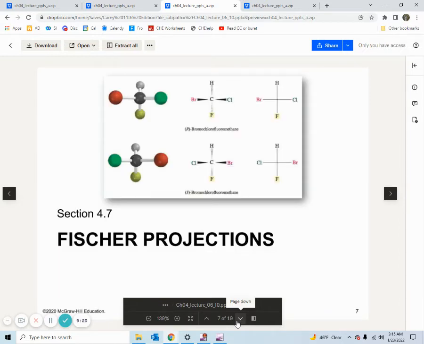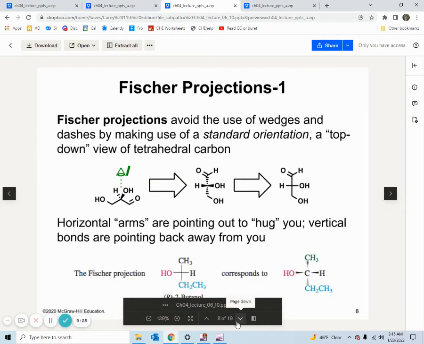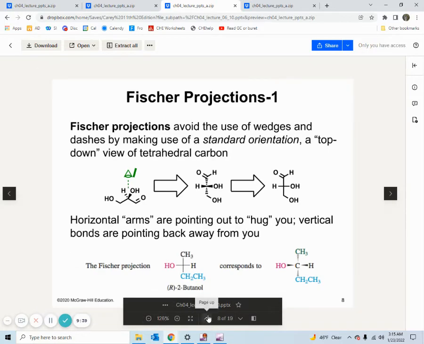In 4.7, we consider Fischer projections. Fischer projections avoid the use of wedges and dashes, making use of a standard orientation. It's a top-down view of the tetrahedral carbon, as shown here. Horizontal arms are pointing out toward you. Vertical bonds are pointing back away from you, as shown in the Fischer projections for our butanol and how it looks.